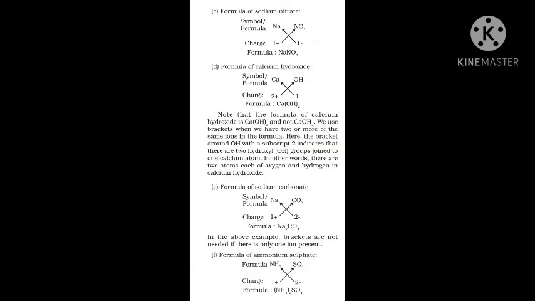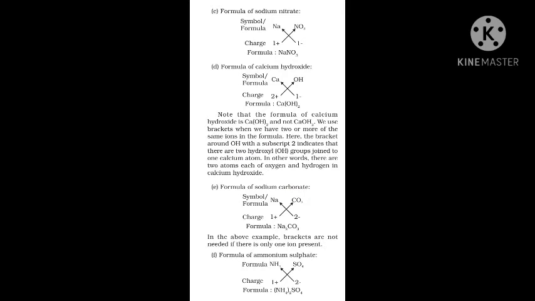Formula of sodium nitrate. Simple bar formula is not given since it has an element and a polyatomic ion. Sodium symbol Na and nitrate NO3. Charges 1+ for Na and 1- for NO3. After crisscrossing, we get the formula as NaNO3.